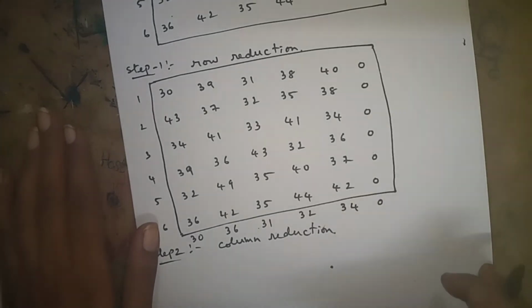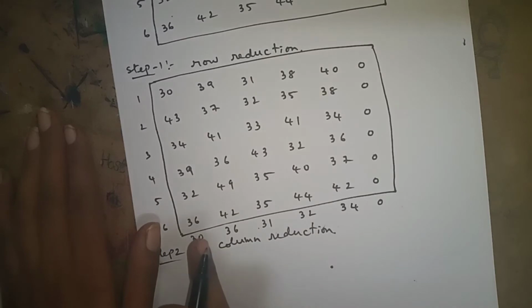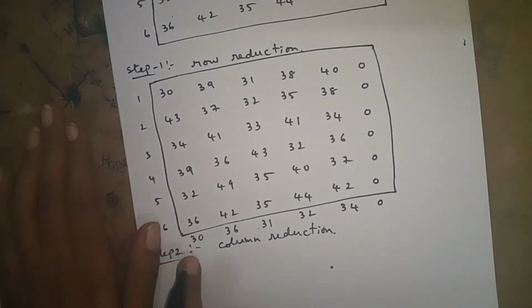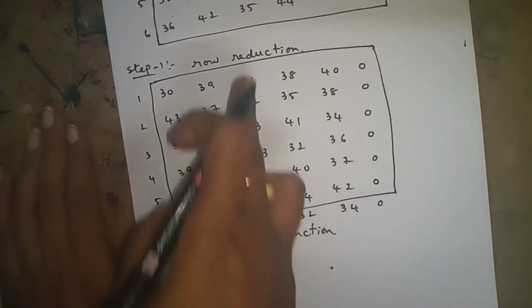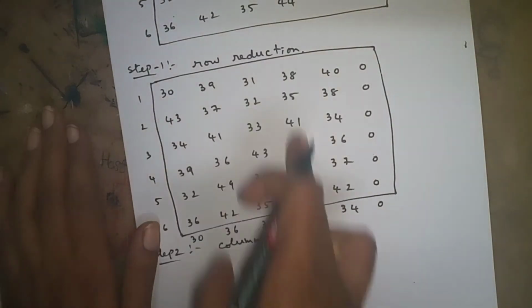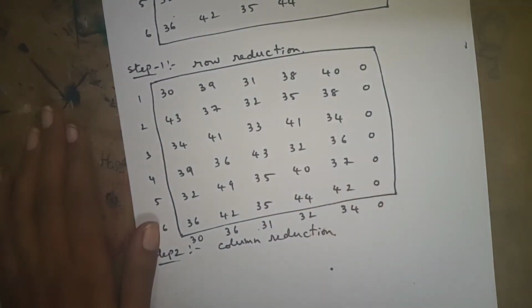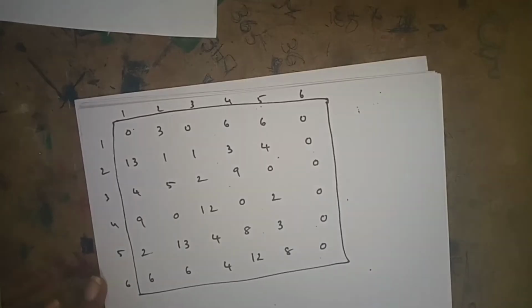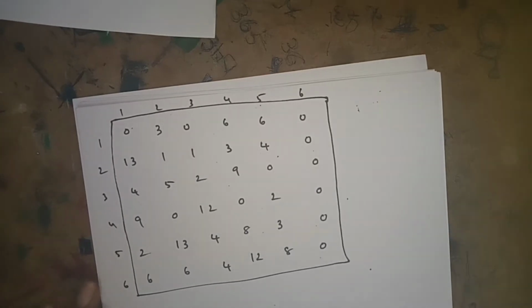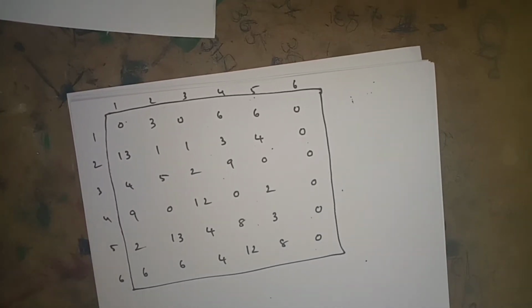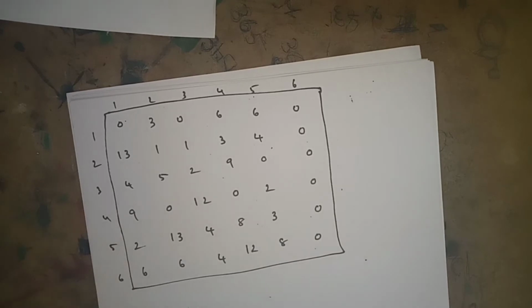Now what do we have to do? We have to subtract 30 from the first column, the minimum value of that column. Subtract 36 from the second column, 31 from the third column, 32 from the fourth column. Like this, you subtract and write down the new matrix. In this manner, you will get such values.